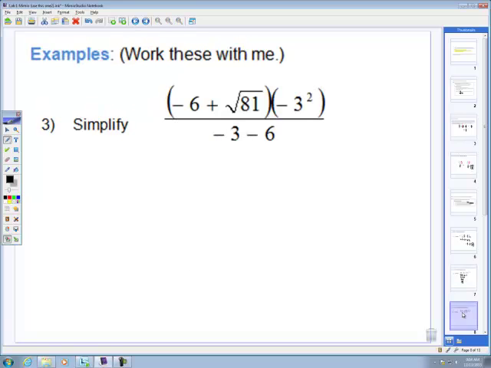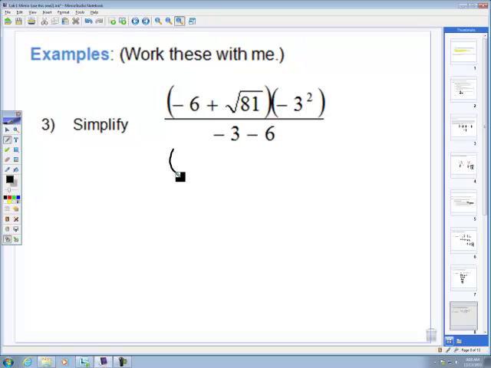In this order of operations problem, we have a numerator and a denominator. When you have a numerator and a denominator, we want to clean up all of the numerator and then clean up all of the denominator, and then we can divide the two. So our first job is to clean up the numerator. Notice in the numerator, we have negative 6 plus the square root of 81 in parentheses times negative 3 squared.